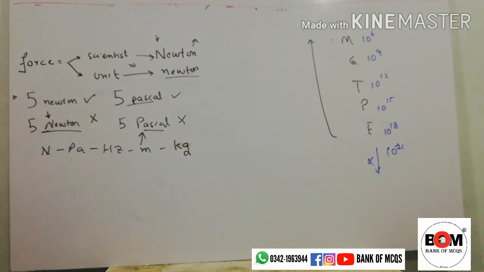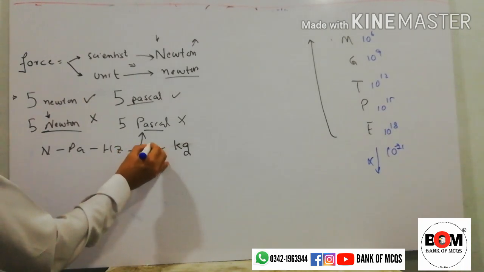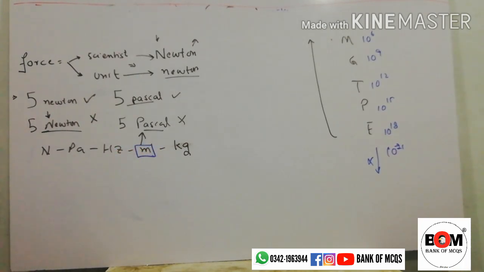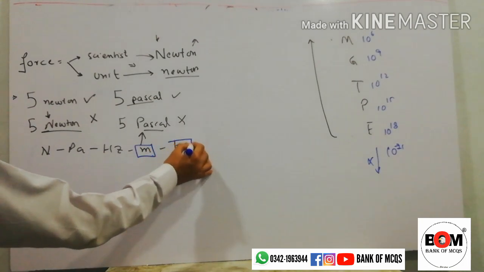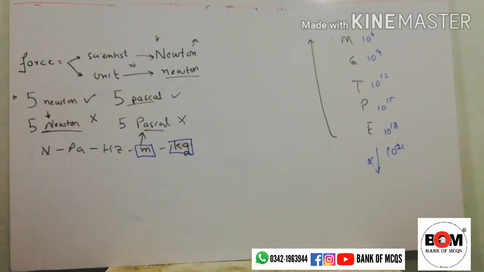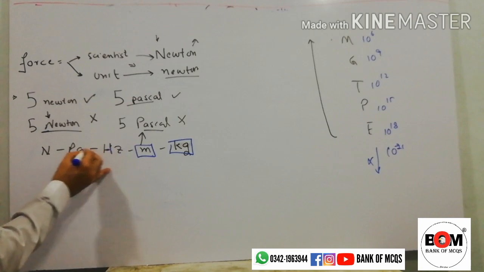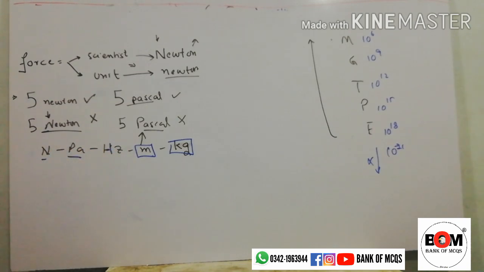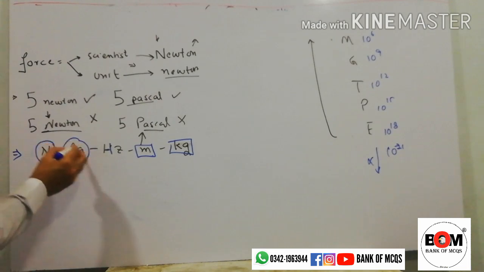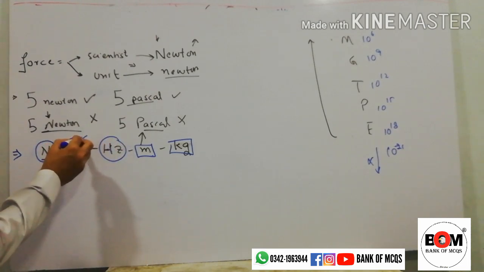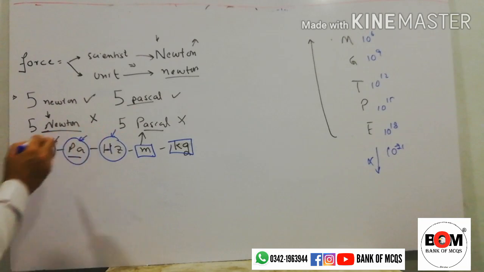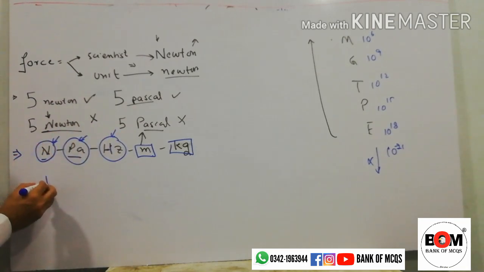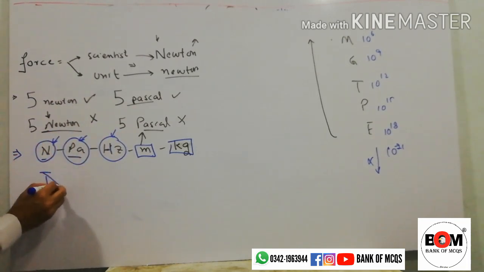See, look, in the first one, meter, I wrote it in small letter. Again in kilogram I write k in small. But in case of Hertz, Pascal and Newton, I wrote it in capital letter. Why? Because this is the conventional rule of units, that whenever the unit is given by the name of a scientist, like Hertz was a scientist, Pascal was a scientist, Newton was a scientist, this unit will always be written with capital letters.